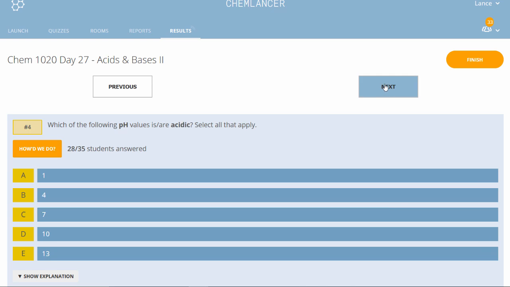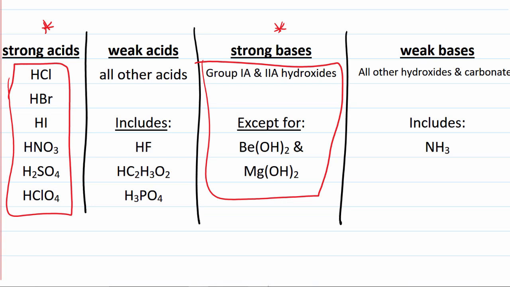Next up, which of these is acidic? A and B. 1 and 4. How about that? 1 and 4. The pH is less than 7. We say that the solution is acidic, which of course means 10 and 13 are basic. 10 and 13 here are basic. So these are facts we need to know about the pH scale.